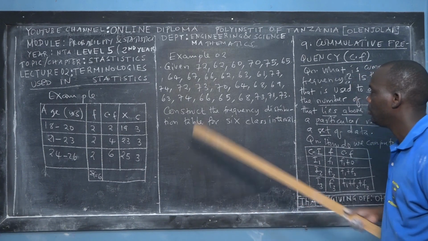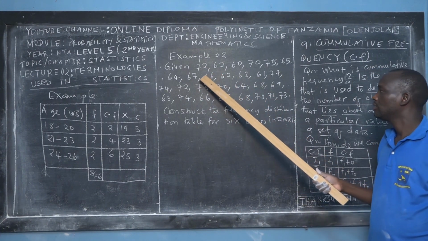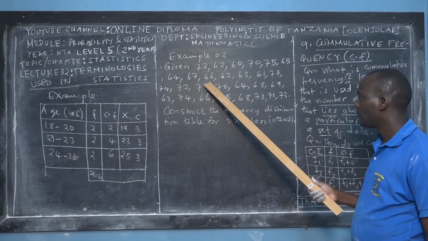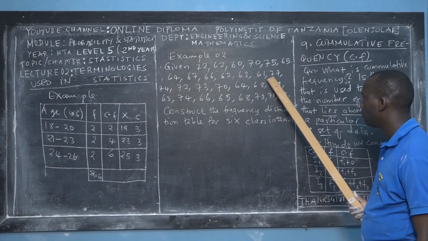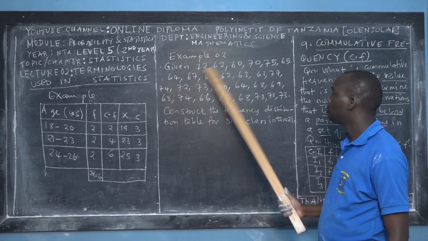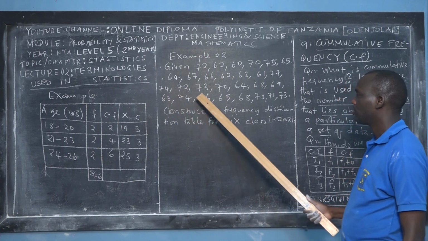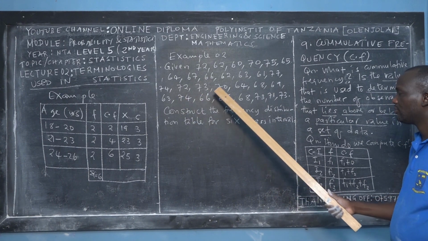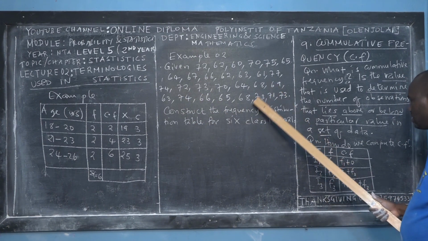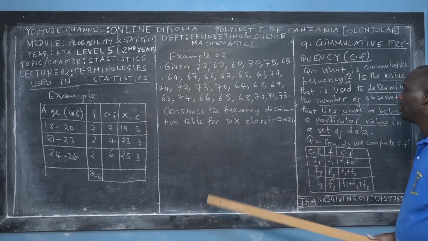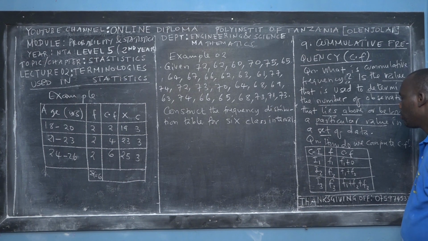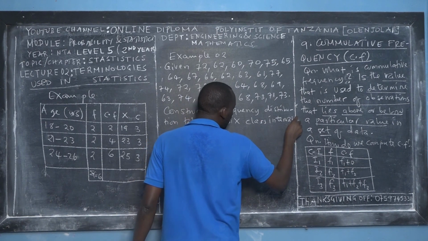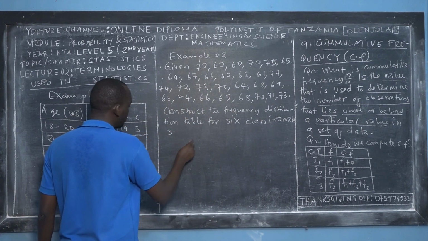The question says that given raw data 72, 62, 60, 70, 75, 65, 64, 67, 66, 62, 63, 61, 71, 77, 74, 72, 73, 70, 64, 68, 69, 63, 74, 66, 65, 68, 73, 71, 73, construct a frequency distribution table for 6 class intervals. Here we have a plural, 6 class intervals. Solution.